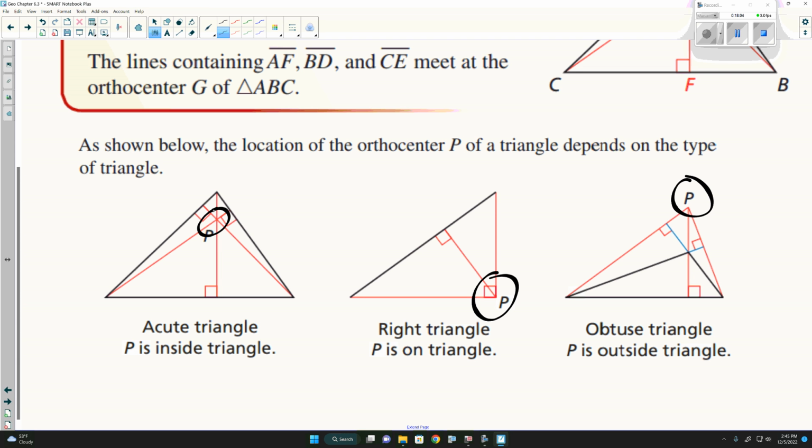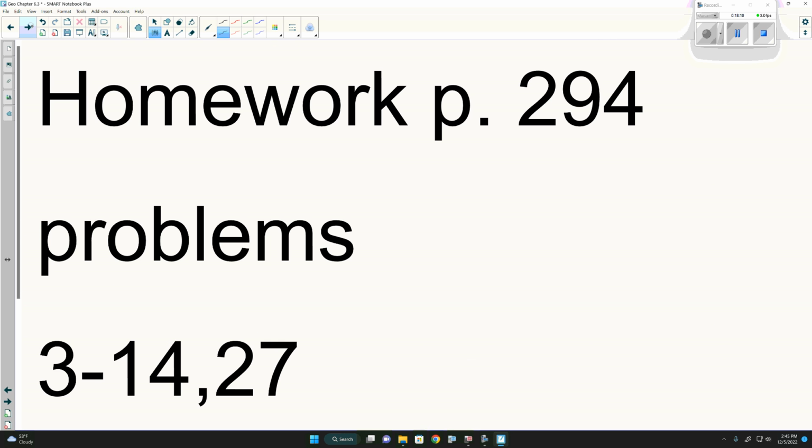Unlike with incenter and circumcenter, orthocenter is a little bit different. But that's it with this here. So that's 3 through 14.